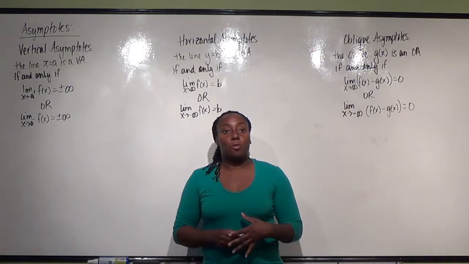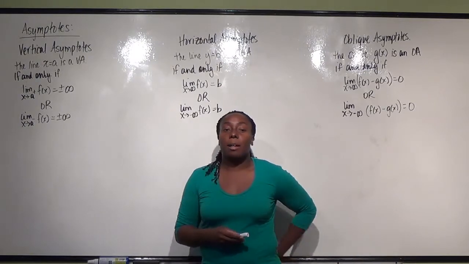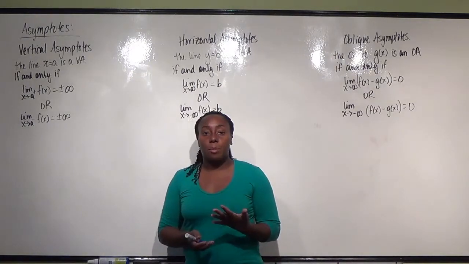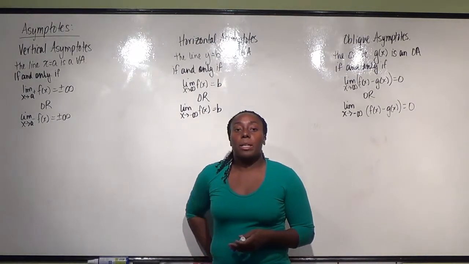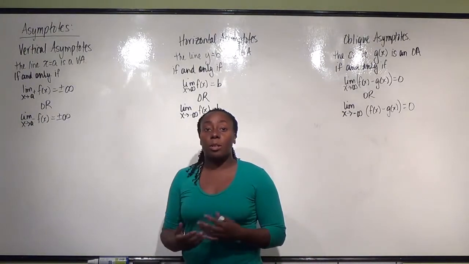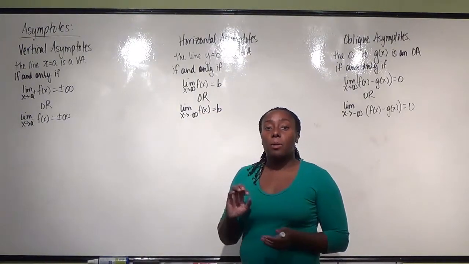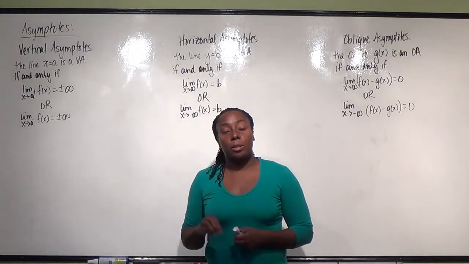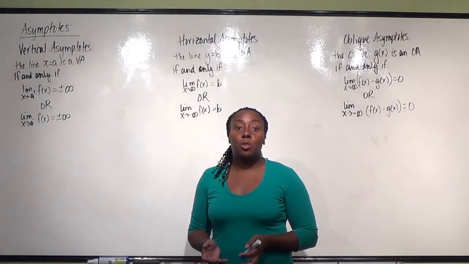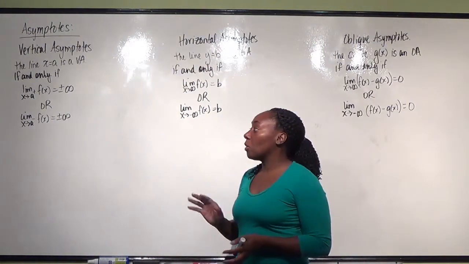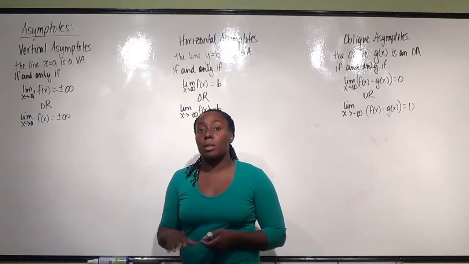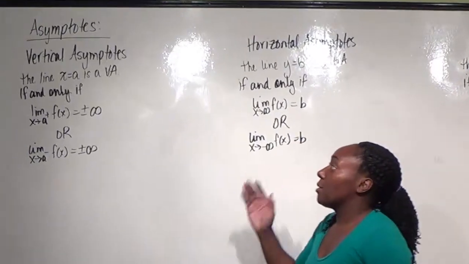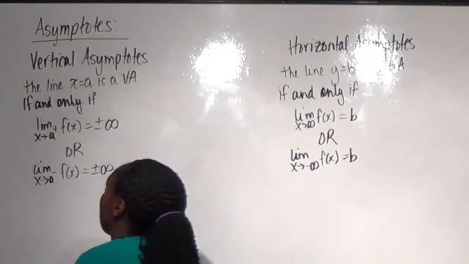And asymptotes you probably remember from your pre-calc class. We had different types of asymptotes. Mostly in the pre-calc class, we looked at vertical and horizontal asymptotes, but we're going to look at a third case here as well. In addition to the different types of asymptotes, we're also going to look at how to find them using limits. Okay? So let's start with the vertical asymptotes.